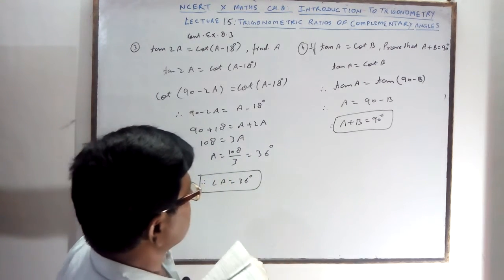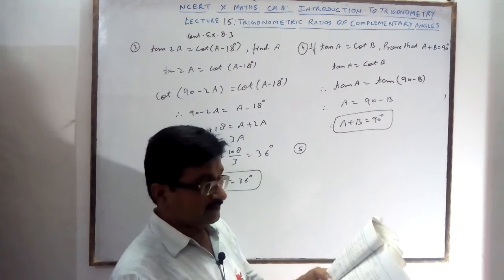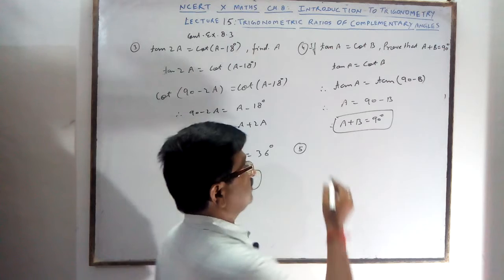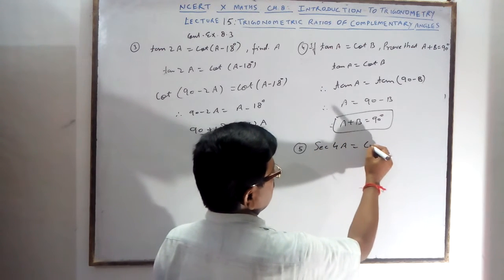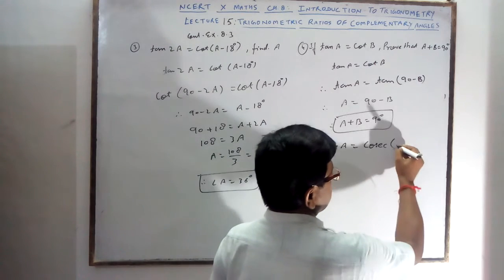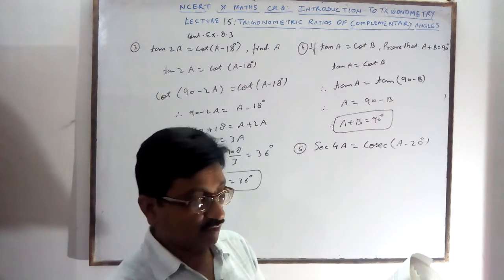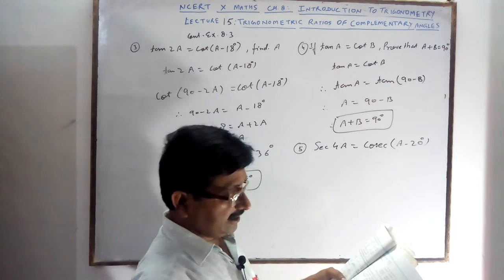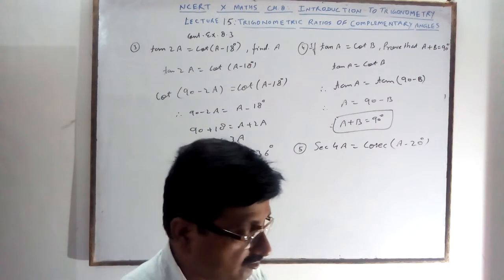Question number 5 is given here. What is given? If sec 4A is equal to cosec (A minus 20 degree), where 4A is an acute angle, find angle A, like the third question. Very simple. What will you get?